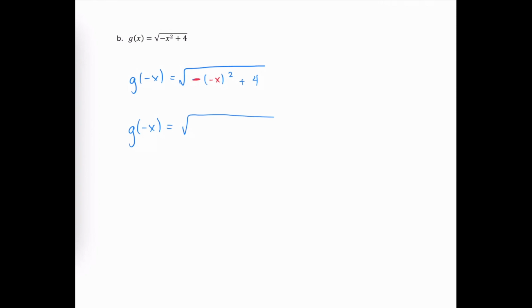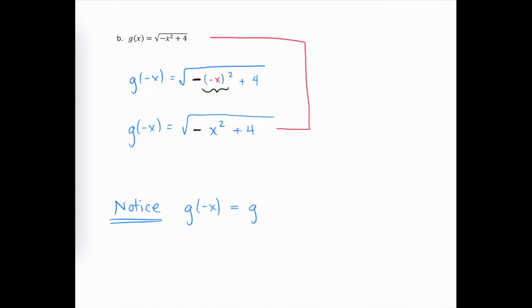This negative has to just stay put for a moment while we square that quantity, negative x. So again, this negative is just copy pasted down, and then negative x quantity squared, that is positive x squared and then plus 4. Now, let's notice that once we plugged negative x into the original function, we actually did get the exact same function that we started with. And we'll say, therefore, the original function that we started with must have been even.